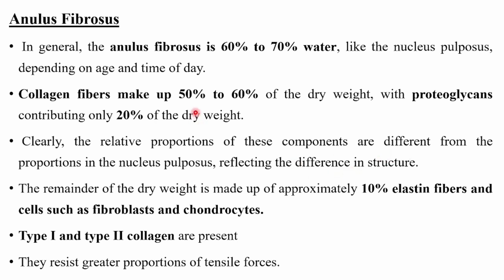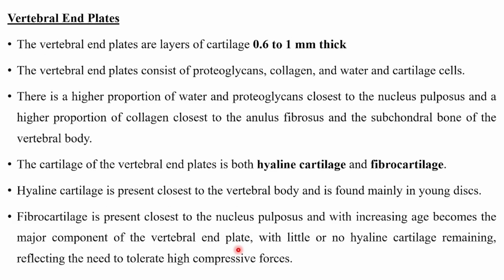So, annulus fibrosus is almost like a dry structure by weight, and nucleus pulposus is almost like a watery structure. The remainder of the dry weight is made up of approximately 10% elastin fibers, along with fibroblasts and chondrocytes. Type 1 and type 2 collagen are present in the annulus fibrosus. They resist greater proportions of the tensile forces. So annulus fibrosus is responsible for resisting the greater proportion of the tensile forces.